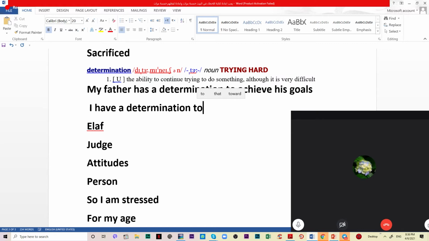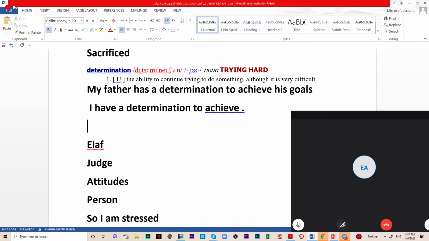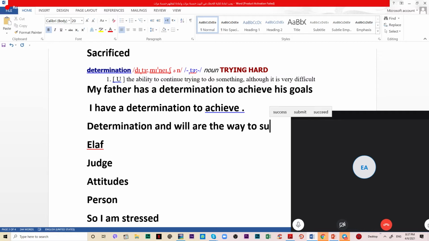Yes, Ala. Just wait a little, without crowding. Determination and will are the way to success. Yes, determination and will are the way to success. Okay, who's next? Yes, thank you very much.